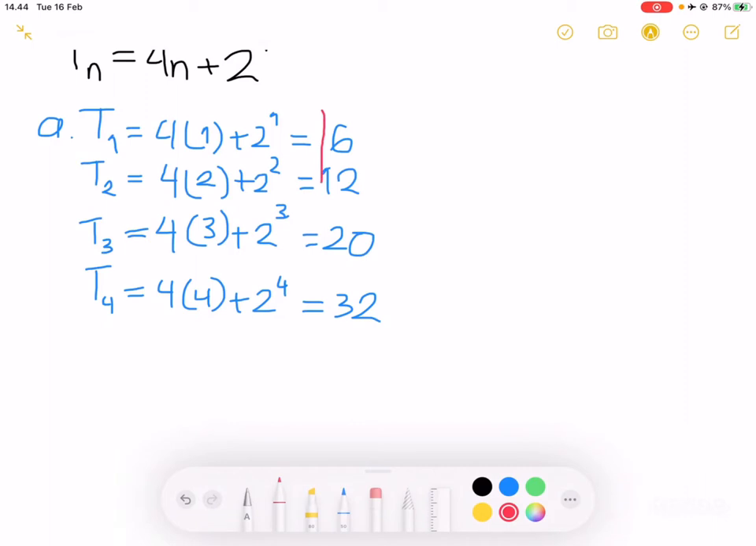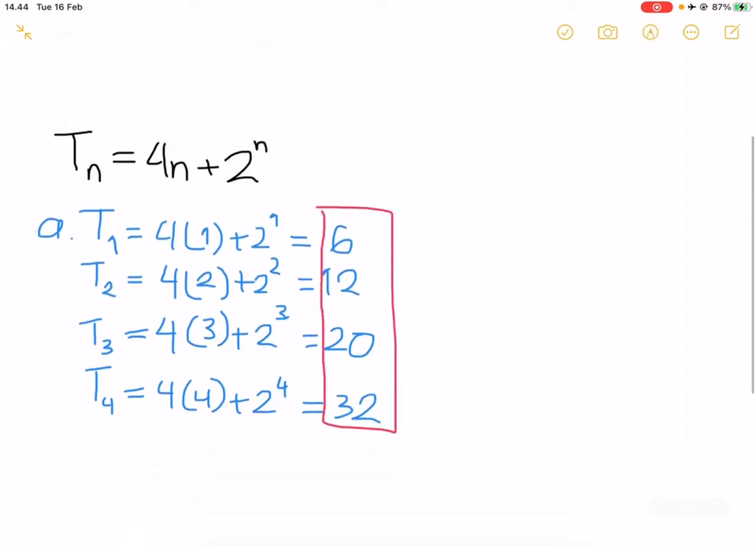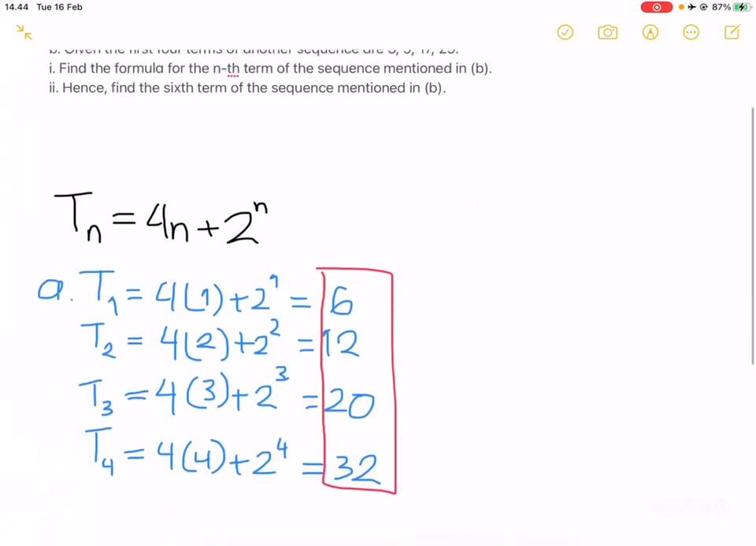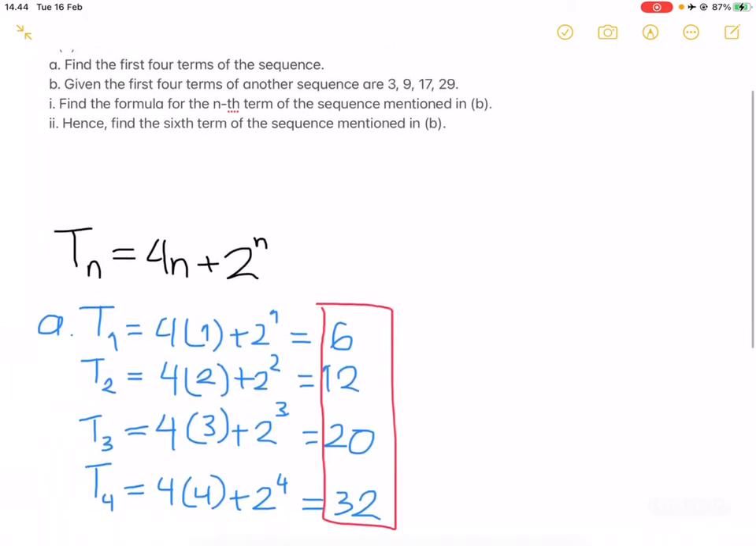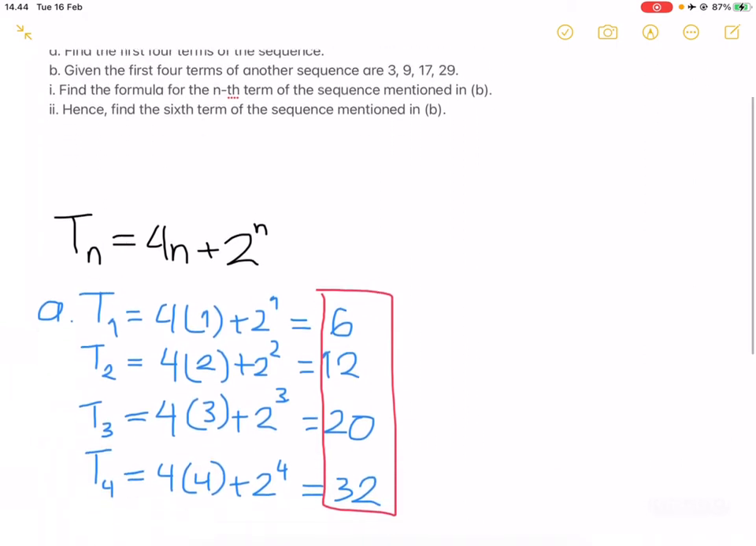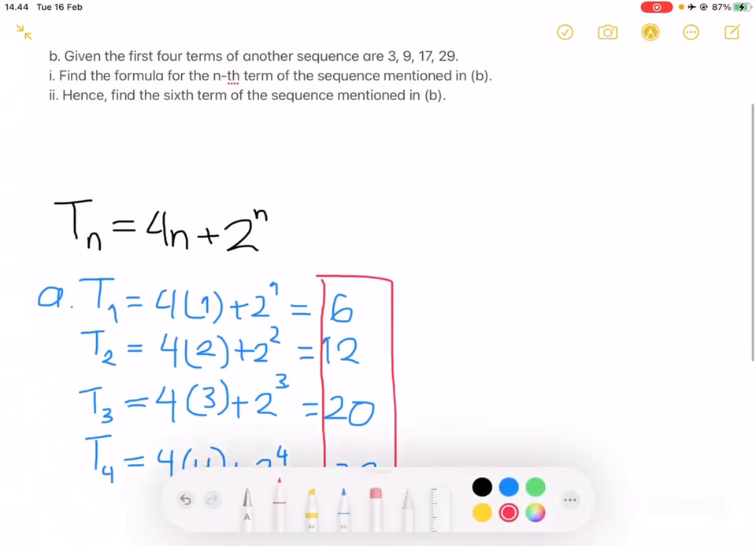Now keep these terms in mind because this will be an essential tool for solving part B. Part B, given the first 4 terms of another sequence, I'll just write them beside this. So T1 of the sequence mentioned in B is 3, and we have 9, 17, and 29.